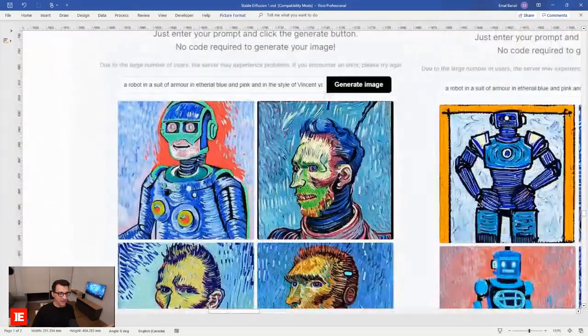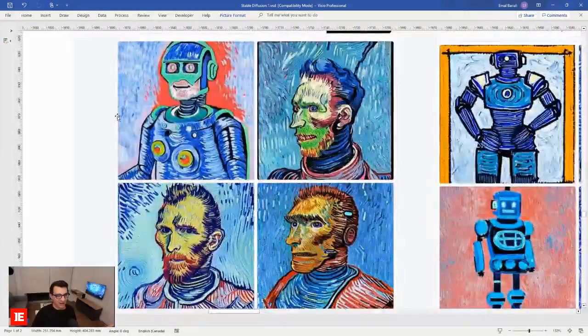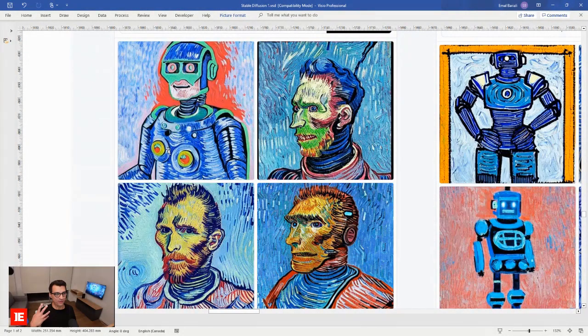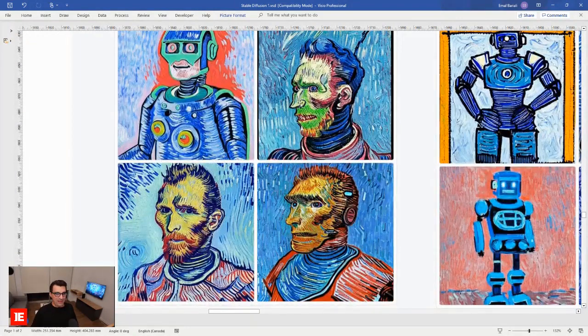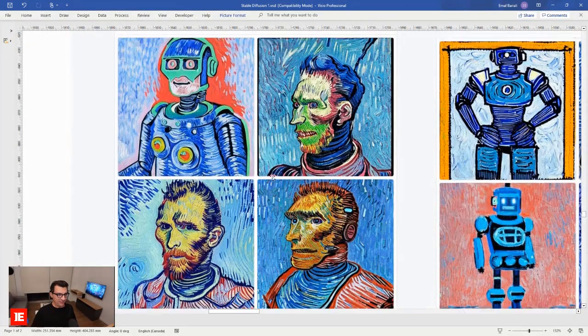And I said, give me a robot in a suit of armor in ethereal blue and pink, and in the style of Vincent van Gogh. And it looks like it kind of ran with the Vincent van Gogh thing, and used, I guess he has a self-portrait, and so they've basically just used his, it's probably one of his most famous paintings outside of the sunflower, and they used that as kind of the basis for this.